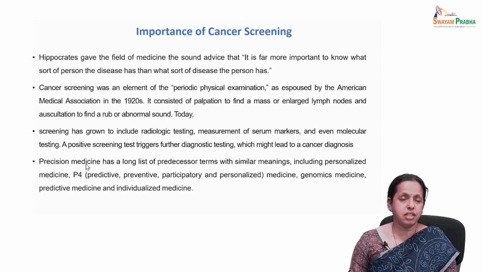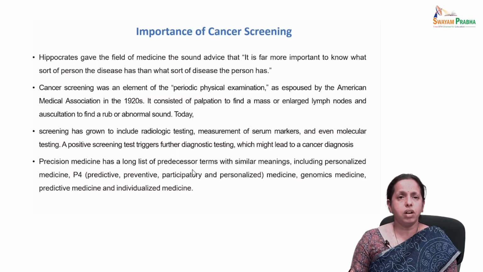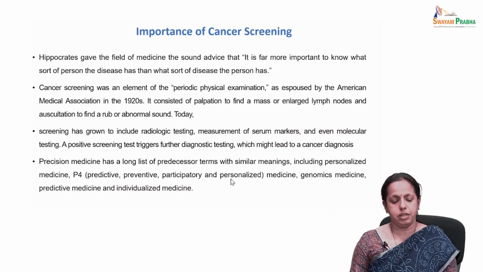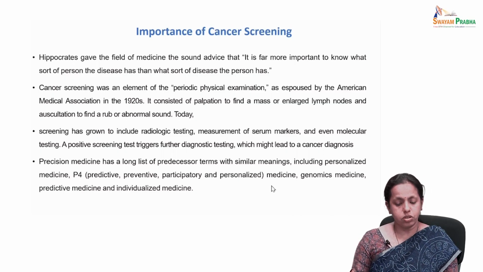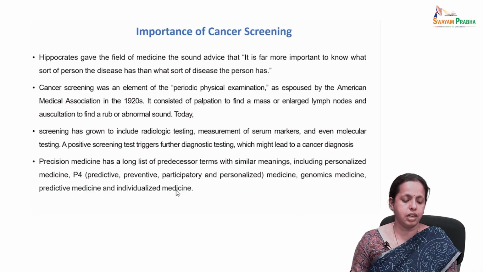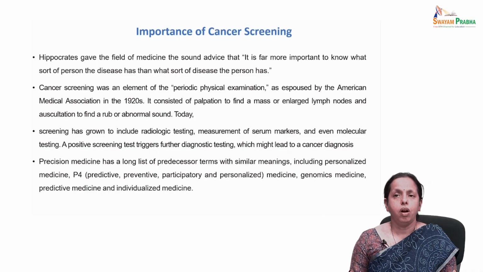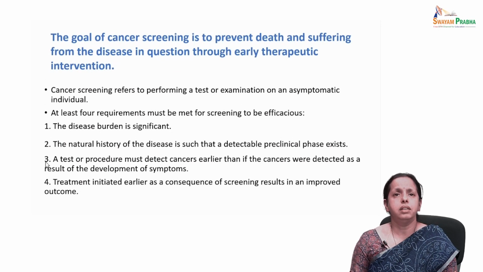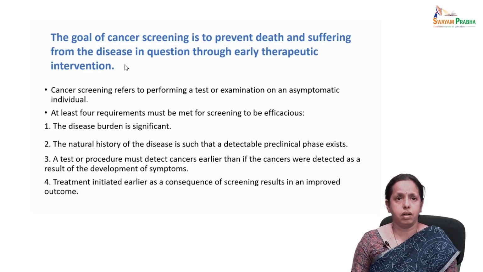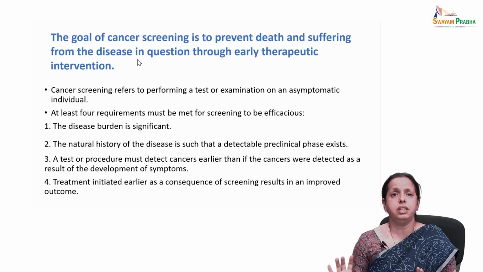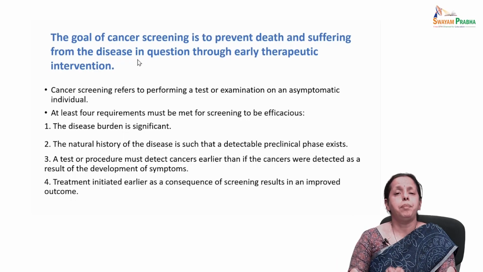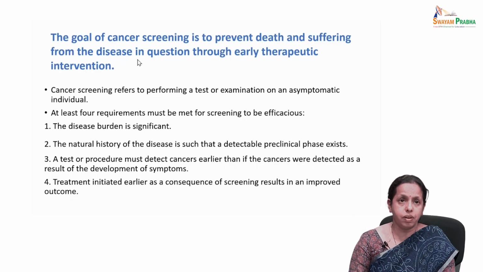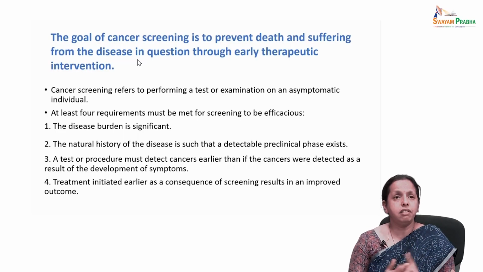Precision medicine, this is all your textbook material, has a long list of predecessor terms with similar meanings, which include personalized medicine, predictive, preventive and participatory medicine, genomic medicine, predictive medicine and individualized medicine. As I mentioned before, the goal of cancer screening is to prevent death and suffering from the disease, so that you have an early therapeutic intervention. The therapy will be started early to give a better treatment outcome.